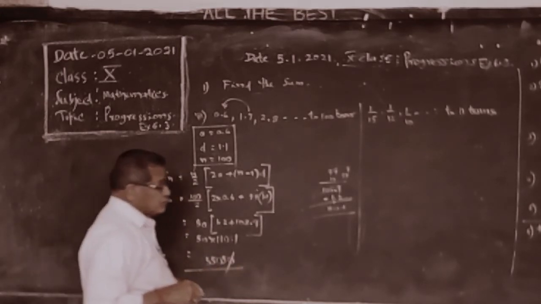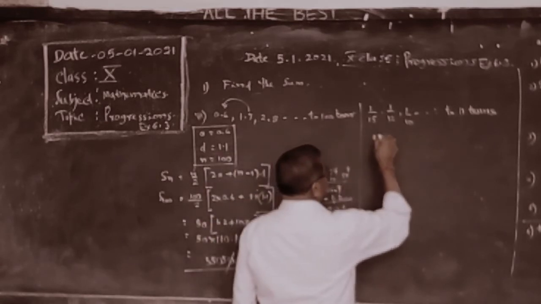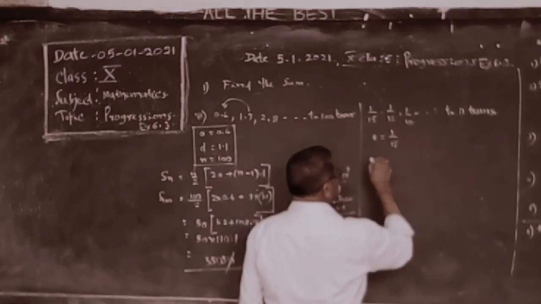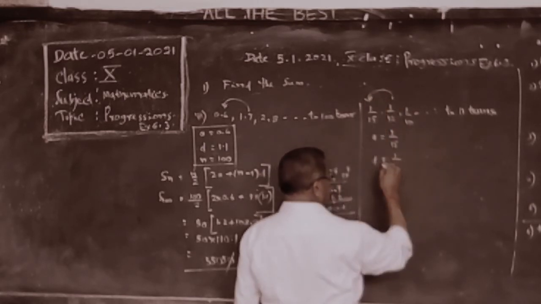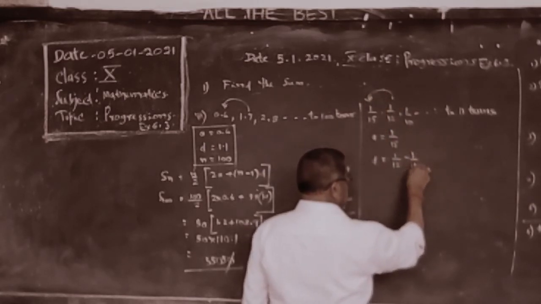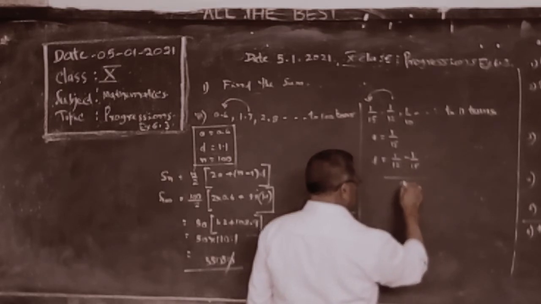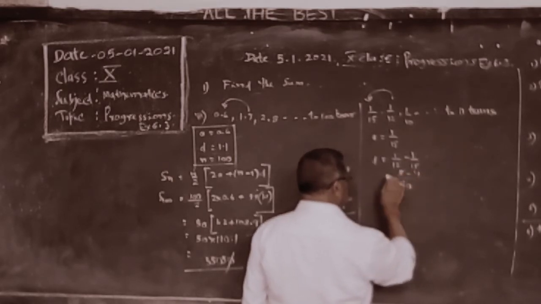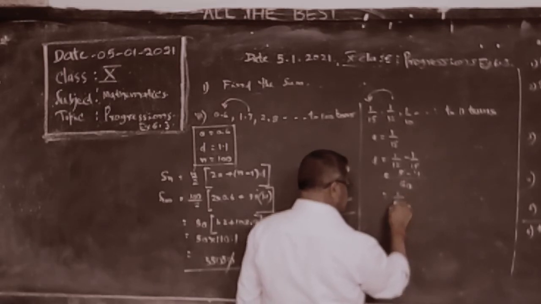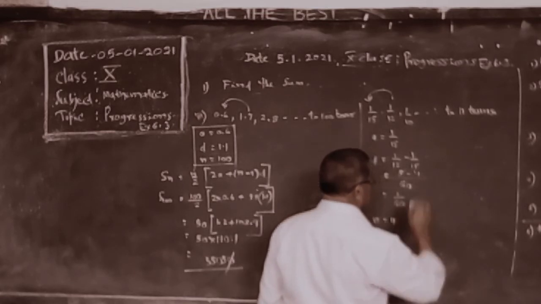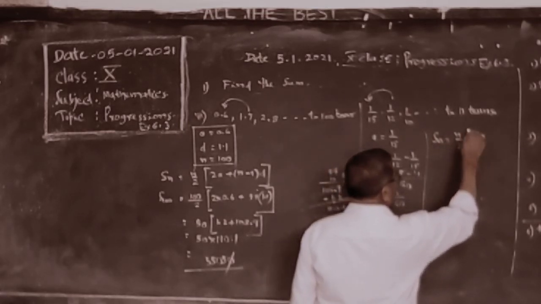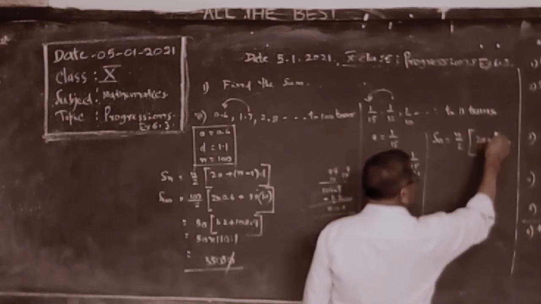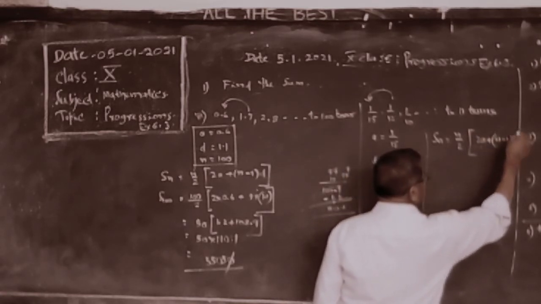And in this one, we have fractions. Here a is equal to 1 by 50 and d is equal to 1 by 12 minus 1 by 50. LCM is 60: 12 fives are 60, 15 fours are 60, and 1 by 60 is d. And n is 11. Substitute into Sn is equal to n by 2 of 2a plus (n minus 1) of d.